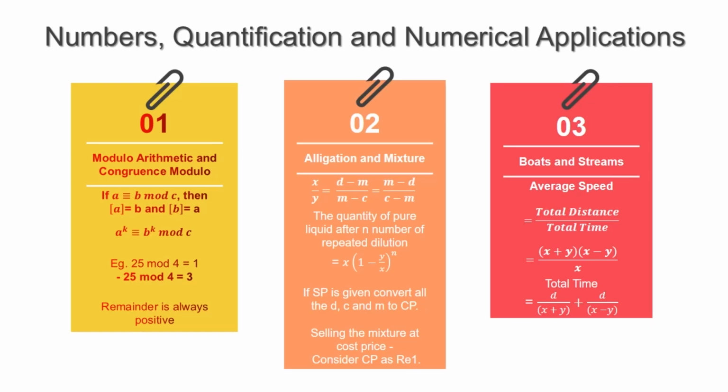The next one is alligation and mixture. In this, the formula for the quantity of the cheaper by the quantity of the dearer is D minus M by M minus C, or M minus D by C minus M. Whatever it is, the M should come in the diagonal way. Either way, you can proceed with the question.